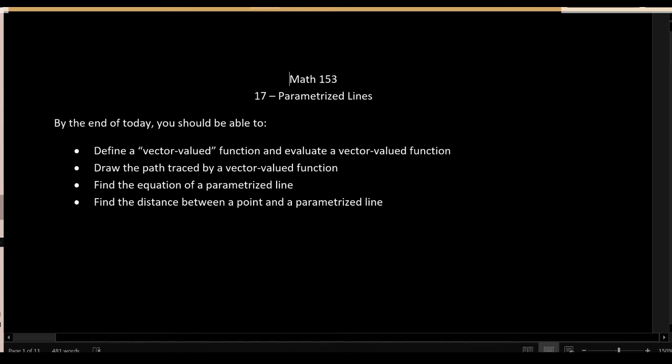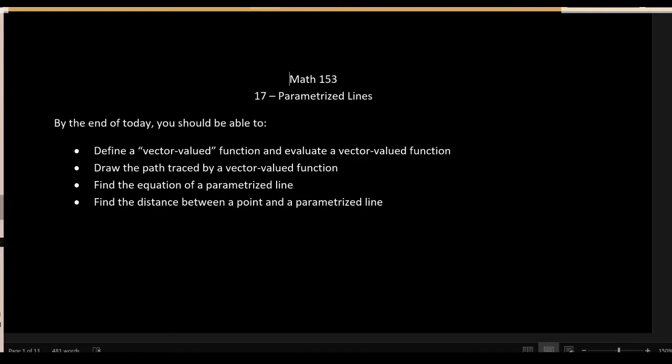Today we're going to start talking about a three-dimensional object called a parametrized line, which is a special case of a more general object, which is called a vector-valued function. So by the end of today, we should be able to define this general term, vector-valued function. Because it is a function, we should be able to evaluate it at a given input. Because it is a function, we should be able to represent it graphically.